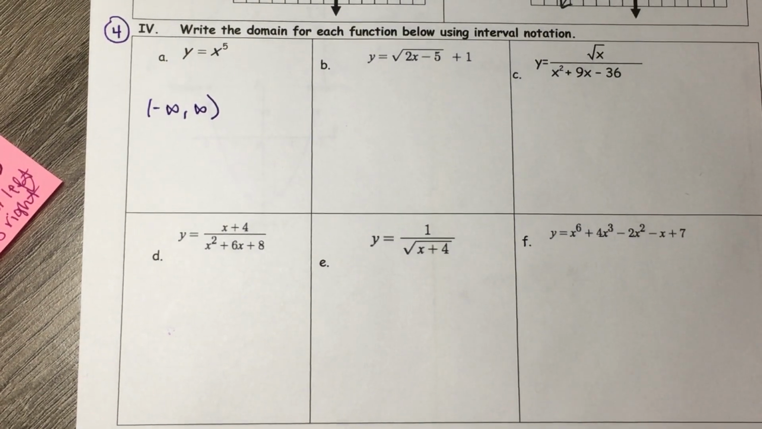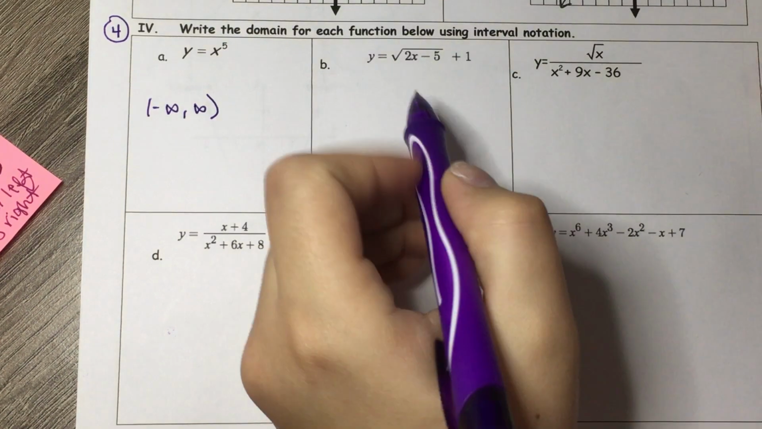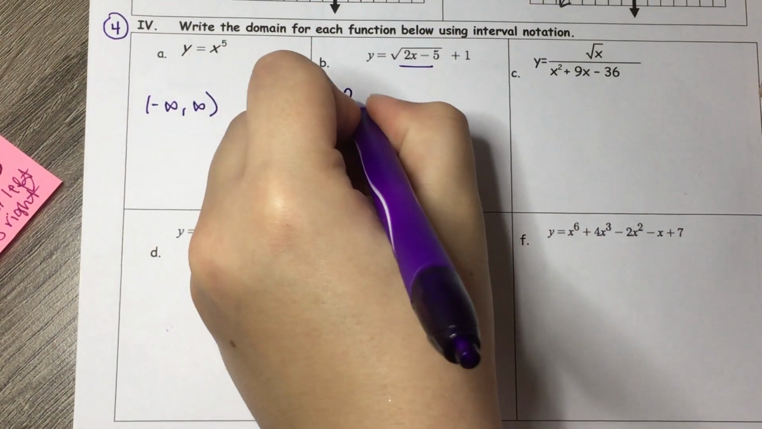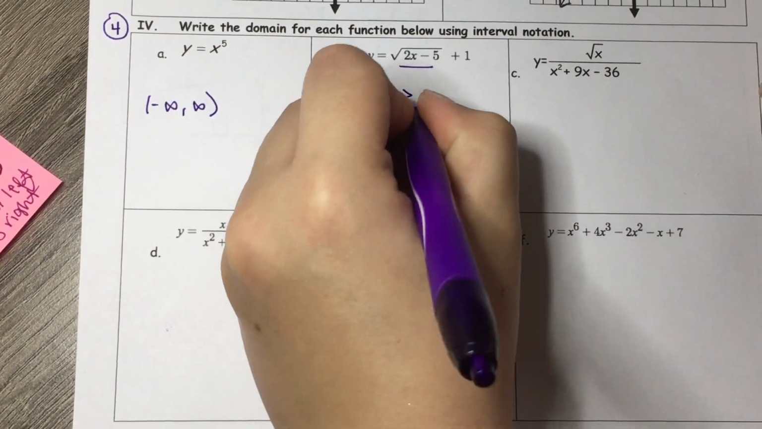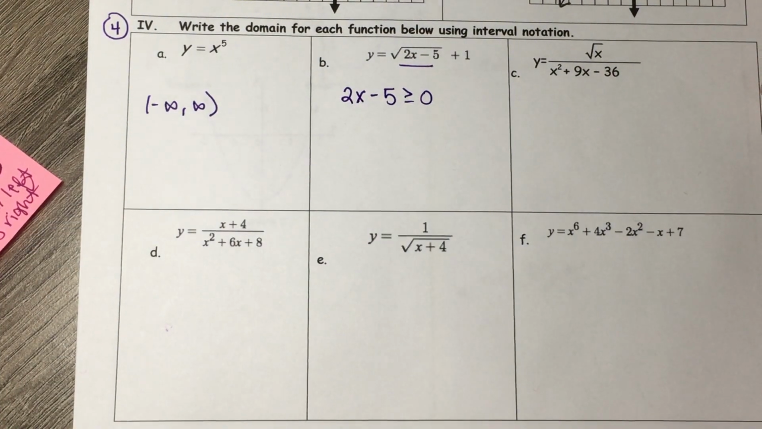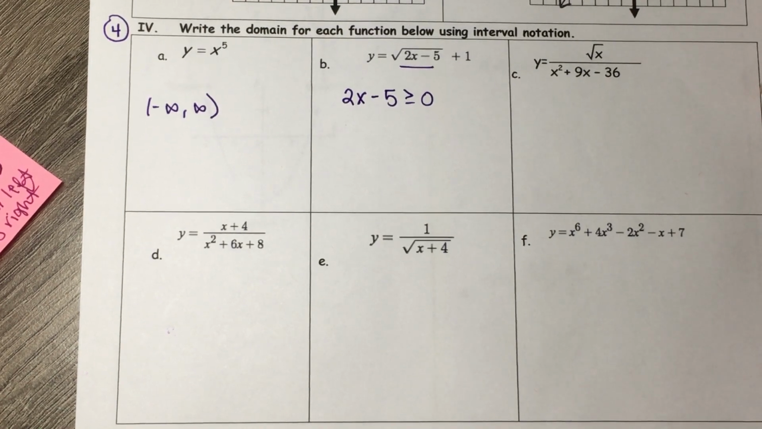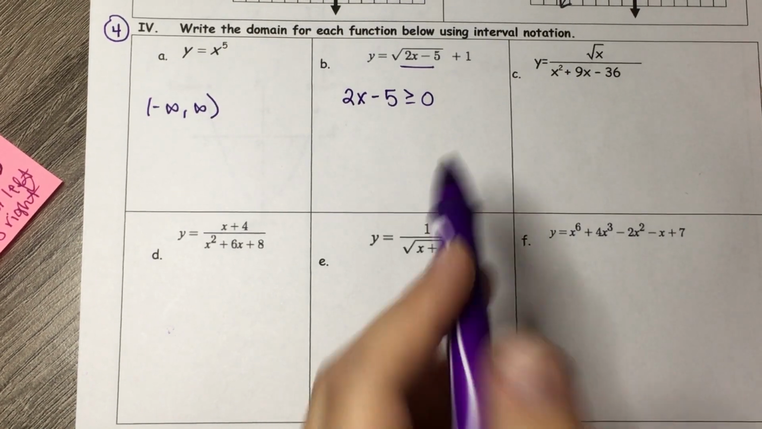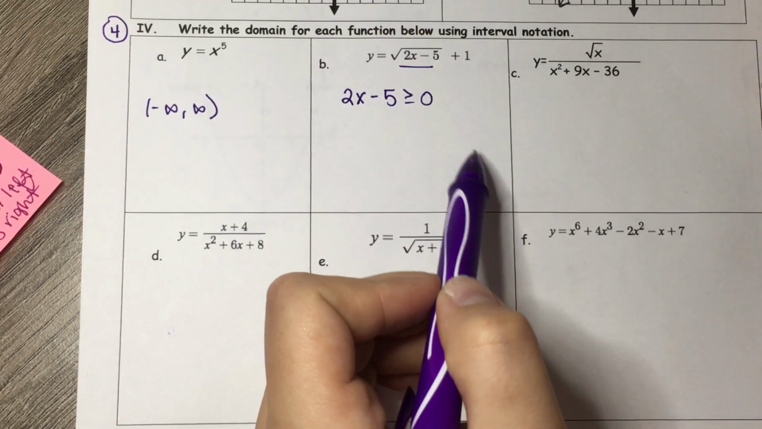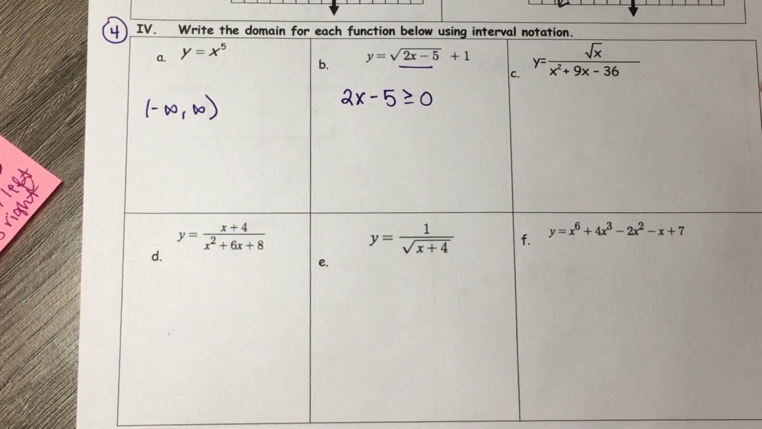Taking a look at letter B, we have a radical, so we have to take everything under the radical and set it greater than or equal to 0. Now, I'm not worried about the +1 on the outside because it's not under the radical, so it's not going to affect whether the radical is positive or negative. So we need everything under here to be positive because we can't take a negative root, we get an imaginary number.